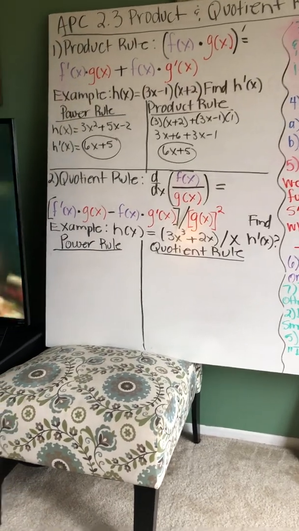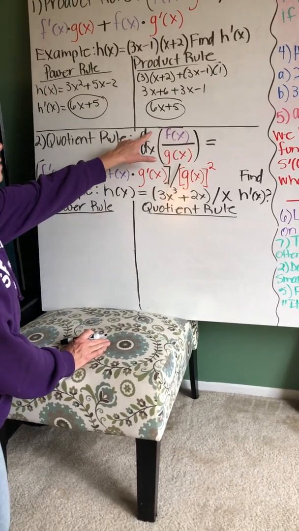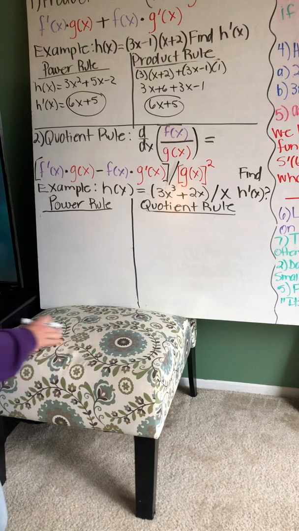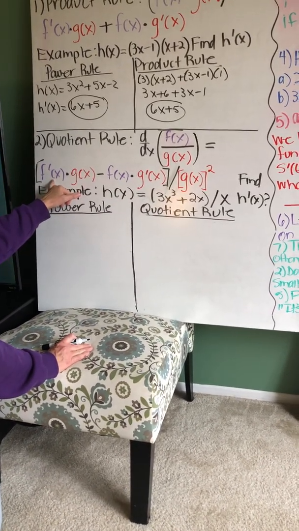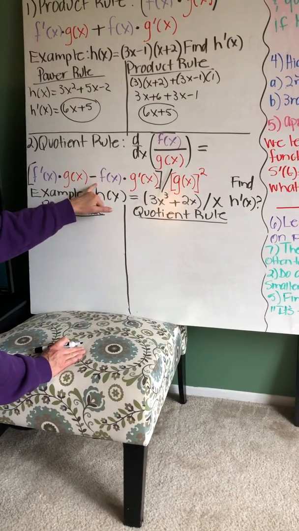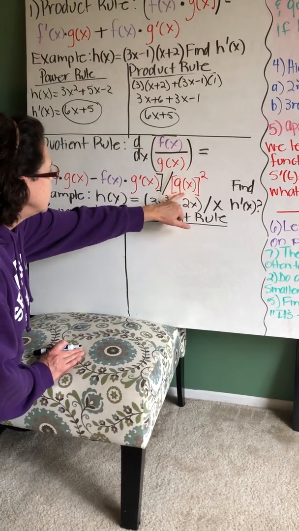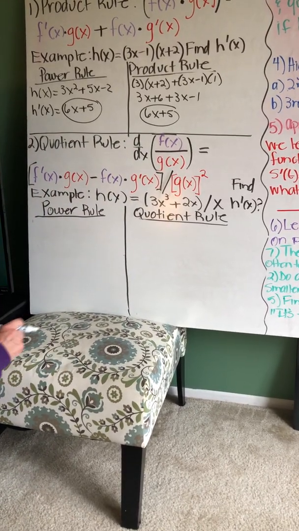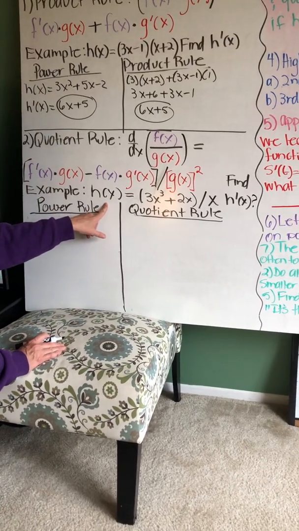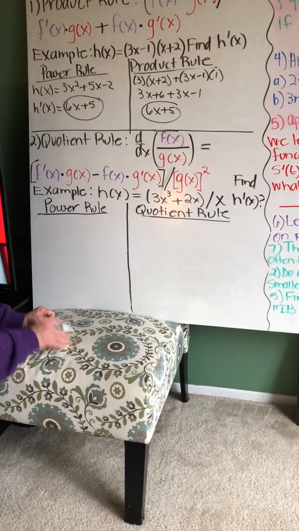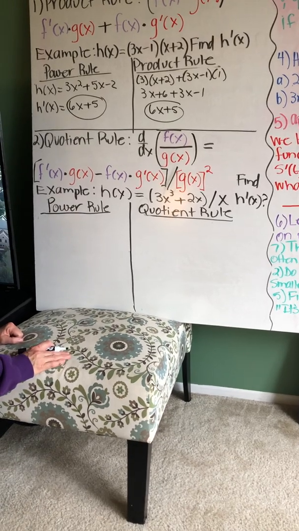Let's look at the quotient rule. If you have a function f divided by a function g, it is not the derivative of f divided by the derivative of g. It is this formula here. Take the derivative of the numerator times the denominator minus, keep your numerator, times the derivative of the denominator divided by the denominator squared. So let's connect the power rule to the quotient rule. If you have the function h of x and it is in the numerator 3x cubed plus 2x divided by in your denominator x, let's find the derivative.